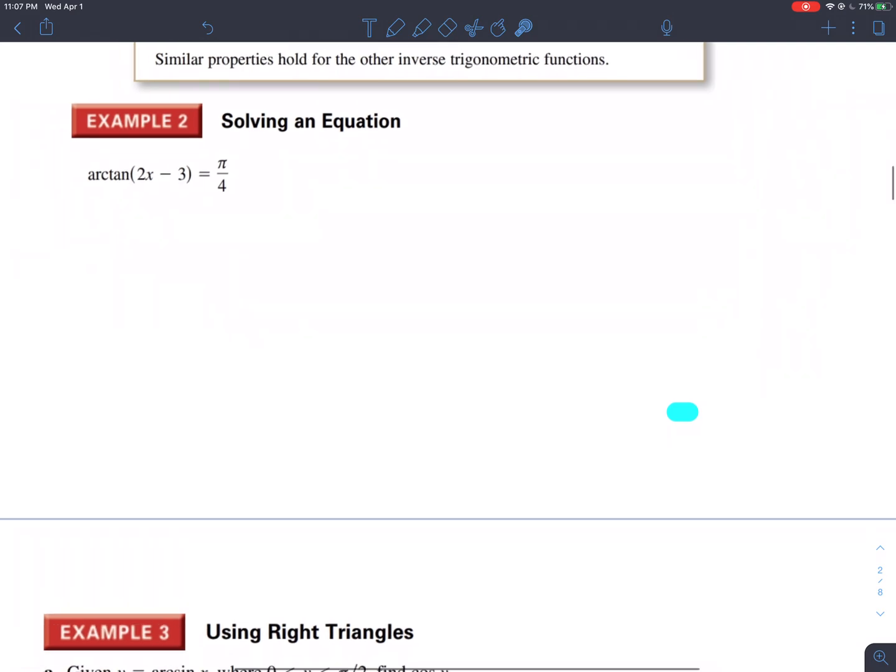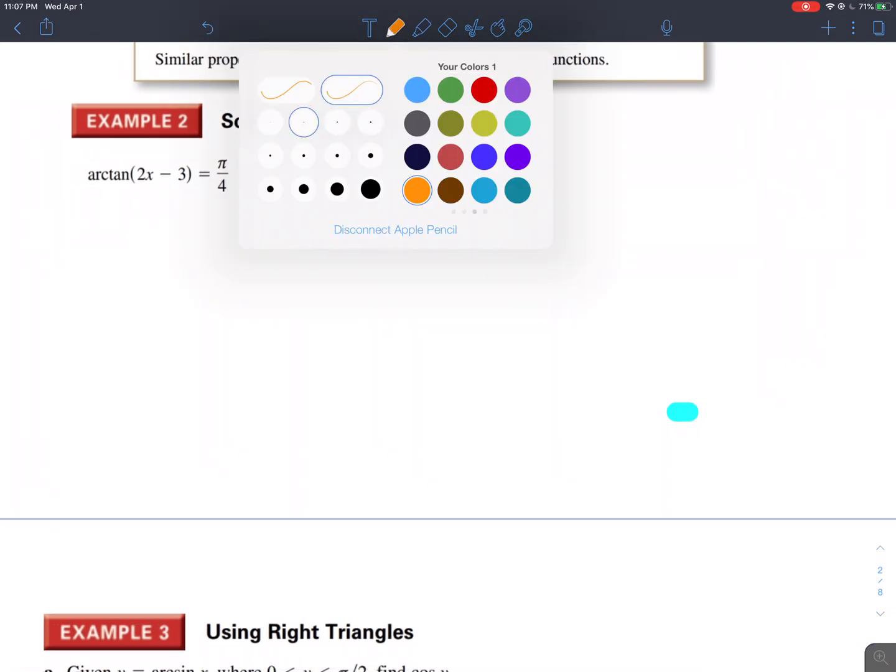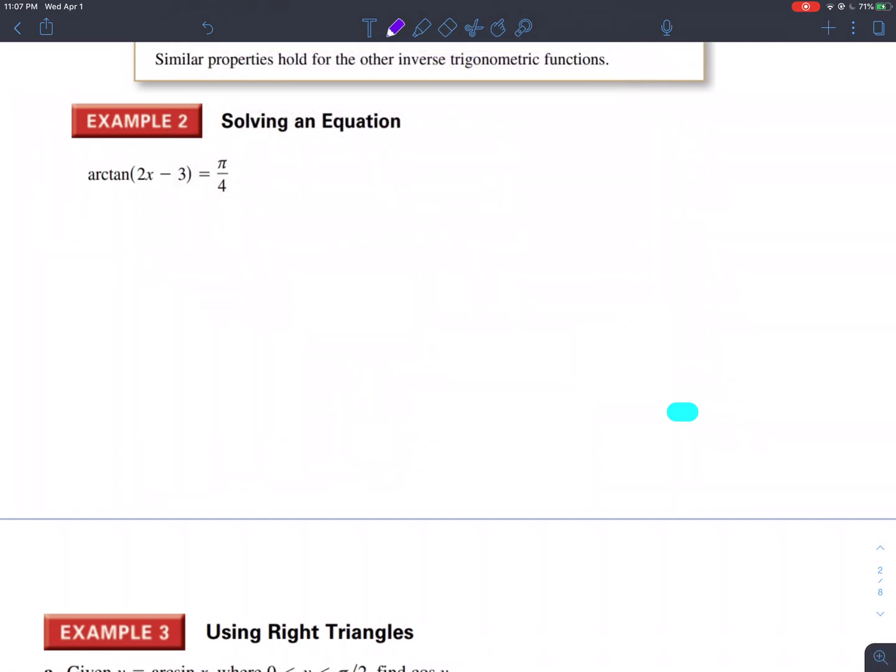Solving an equation with inverse trig functions. Again, still dealing with pre-cal knowledge right here, no calculus just yet. So example 2 says arctan of 2x minus 3 equals pi over 4. All right, let me write this in a slightly simpler fashion here. Arctan of 2x minus 3 equals pi over 4. If that's the case, then if I swap my domain and range, I undo the inverse tan and I get back to tan. So tan of pi over 4 must equal 2x minus 3.